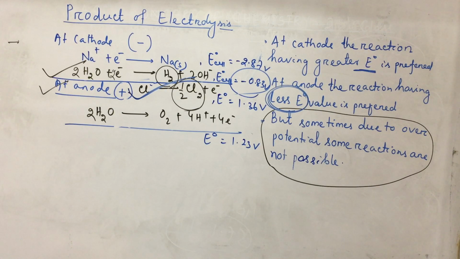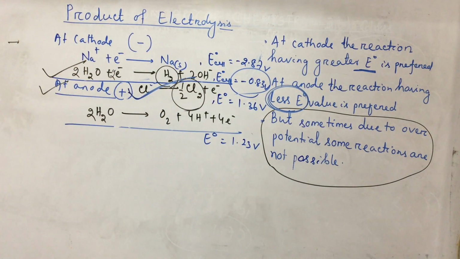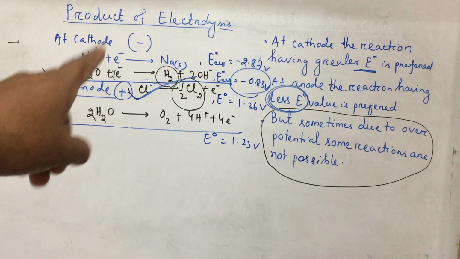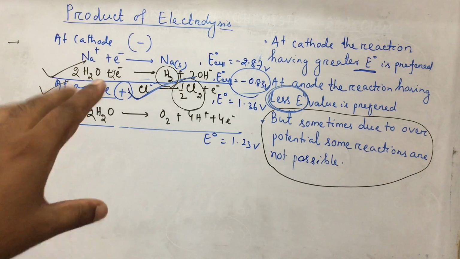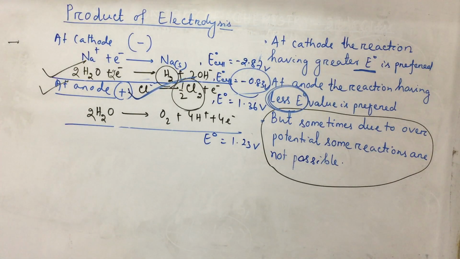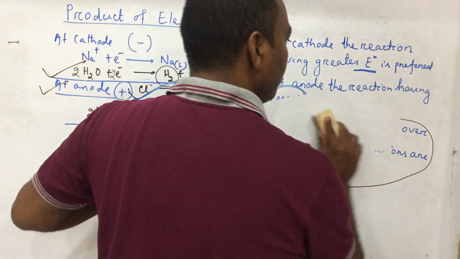But in aqueous NaCl, there is a competition. At cathode, between Na+ and water, the inert value of water is greater, hence at cathode hydrogen gas is evolved. Similarly at anode, between Cl- and water, chlorine gas is evolved. It is only due to overpotential. Clear now? So that's why you can remember it like this.